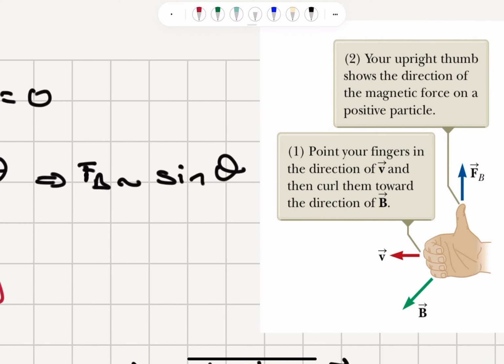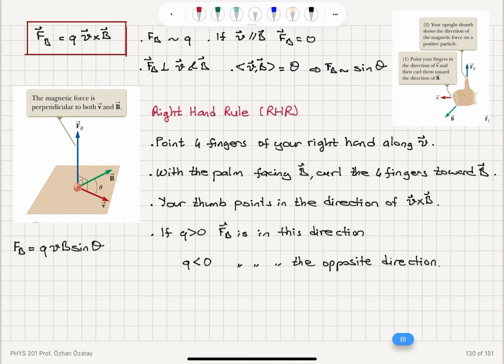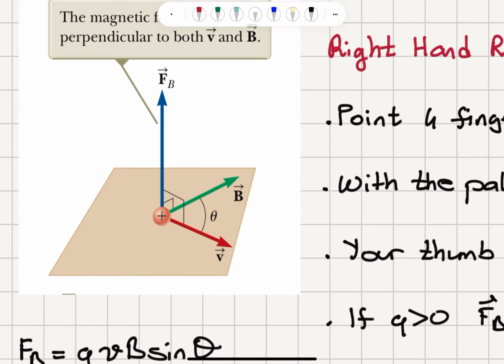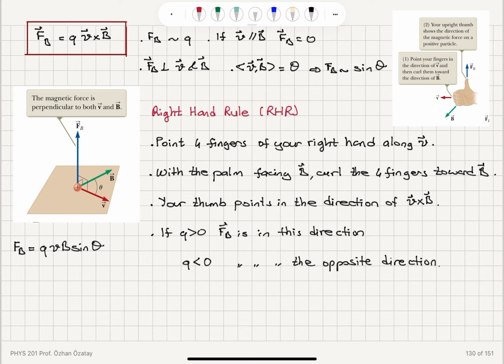Okay. Now, how do we determine the direction of this force? We have the right hand rule. Point your fingers in the direction of the velocity and then curl them towards the direction of the magnetic field. The thumb points in the direction of the force. So that's called the right hand rule. For example, here, if the velocity vector is directed like this, point your fingers towards the velocity vector, curl them towards the magnetic field, and your thumb points in the direction of the magnetic force, which is perpendicular to the plane that contains the velocity vector and the magnetic field vector.